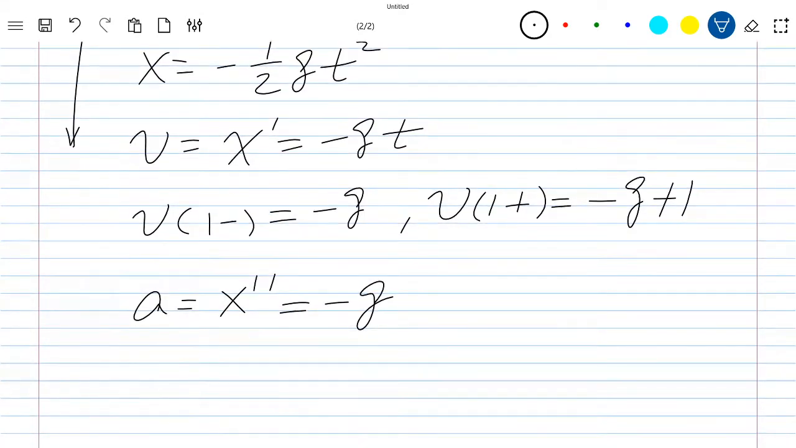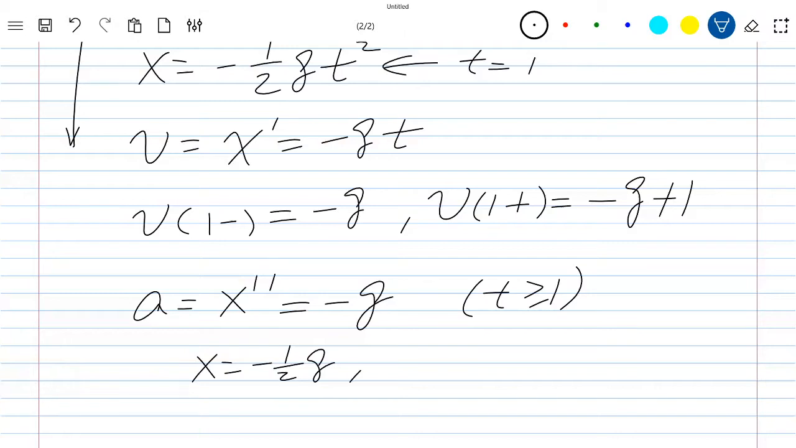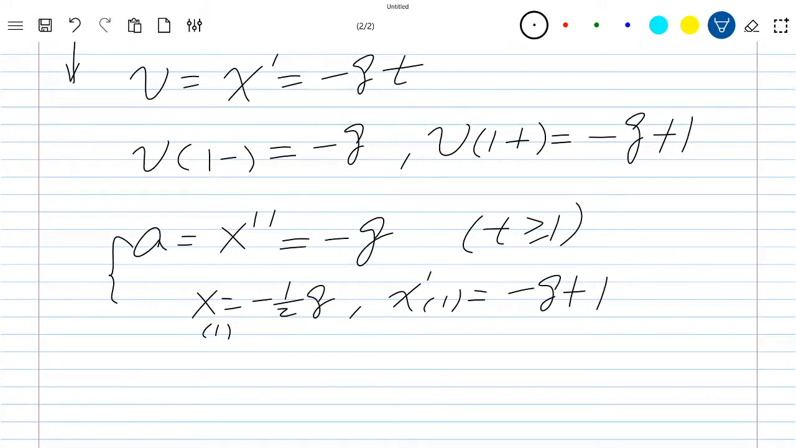But your initial condition for the second segment is changed. It becomes x equals negative 1/2 g, from here, t equals 1. And x prime at that moment is not negative g, it's negative g plus 1. So you solve this equation for t greater than or equal to 1, you get a solution.